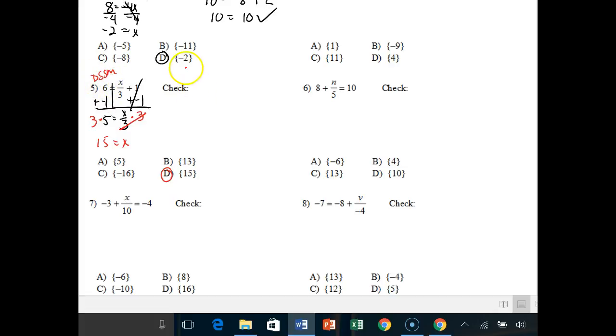So write the problem exactly as is. 6 is equal to 15 over 3, not x over 3 plus 1. And we're asking ourselves, is 5 plus 1 equal to 6? Yes, it is.